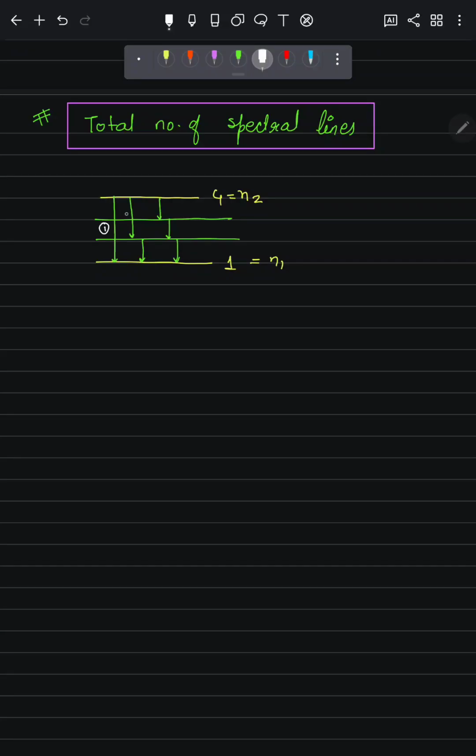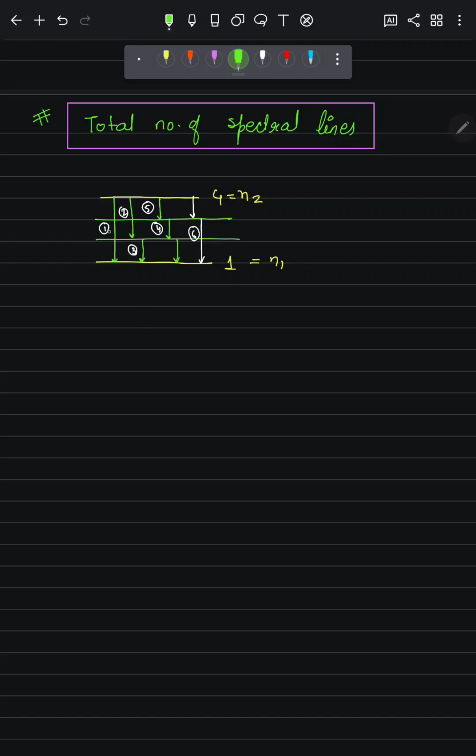So this is 1, this is 2, this is 3, this is 4, and this is 5, and 1 is from here to here and directly from here to here. So this will be 6. So there are 6 possible transitions in this spectral line formation. So how many can be formed if we have a few more spectral lines?